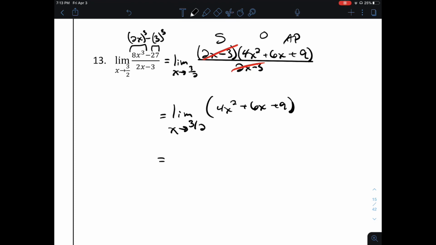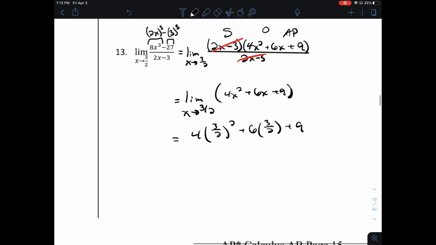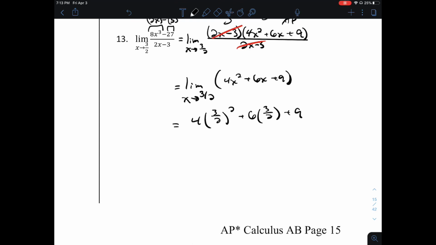Can we use direct substitution now? You betcha. So we're going to have 4 times 3 over 2 squared plus 6 times 3 over 2 plus 9. If this was on the AP test and it was a free response question, you would stop right here. If you're taking a test from me and it's a free response question, you can stop right here. If it's a multiple choice question, you need to continue. Let's assume it's multiple choice.